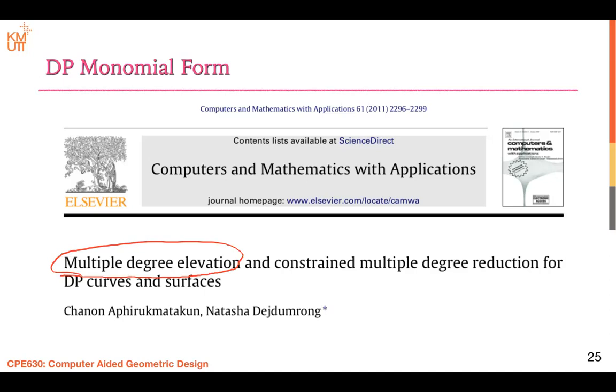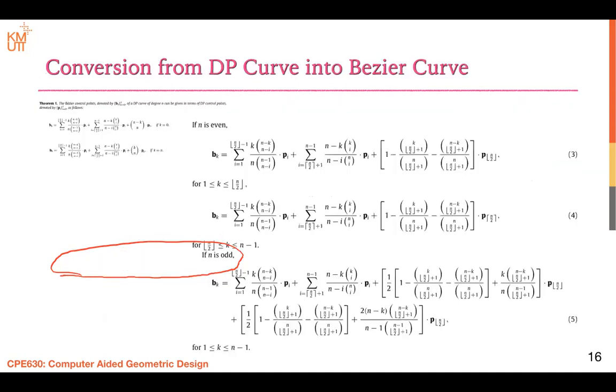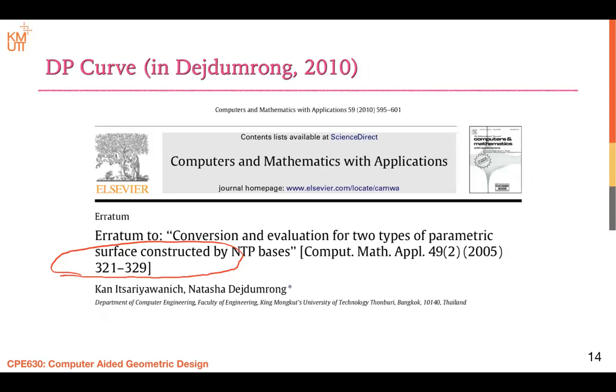If you could remember, this is also the work by me and my PhD student, Shannon, by that time. And this one was submitted to Computers and Mathematics with Applications, or we can call it CAMWA. This is also a quartile 1 journal paper. Okay, CAMWA as well, quartile 1.